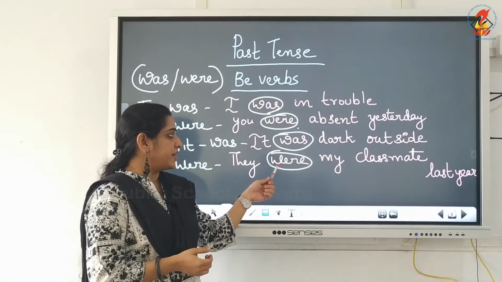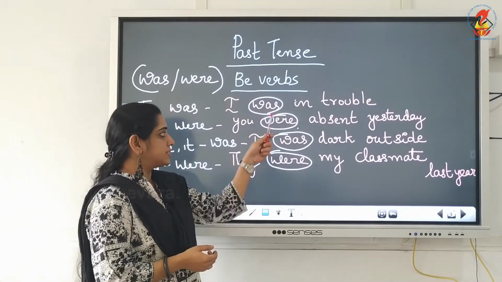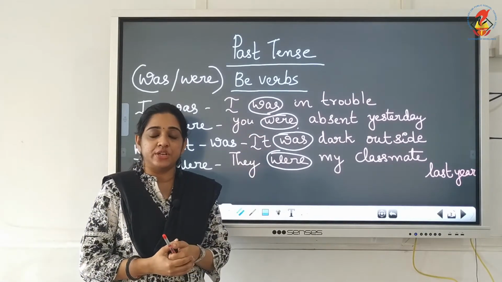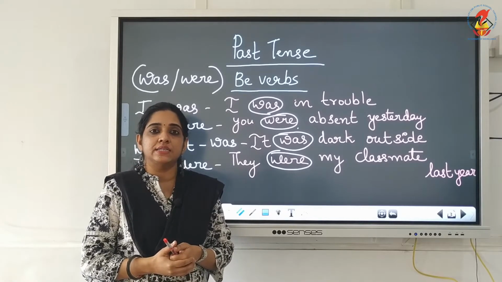So here, were is also in what tense? Past tense. So was and were come in which tense, children? Was and were come in past tense.